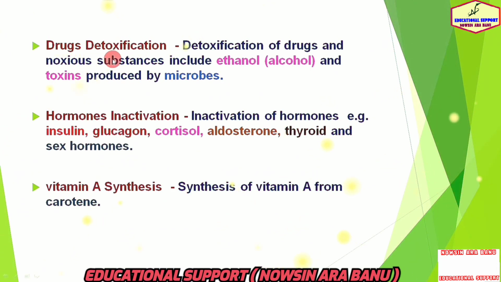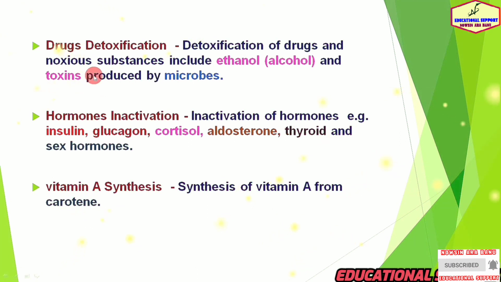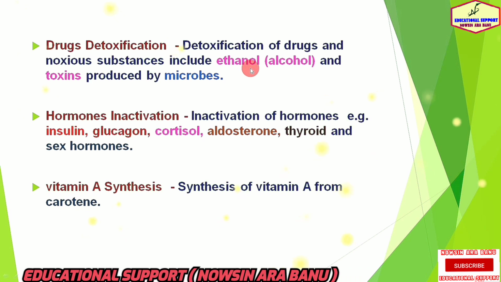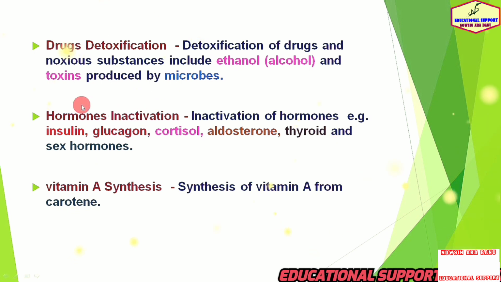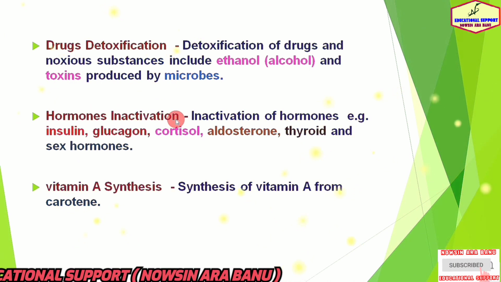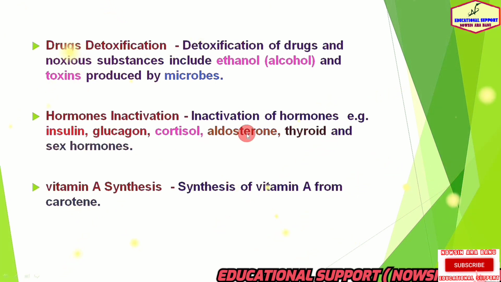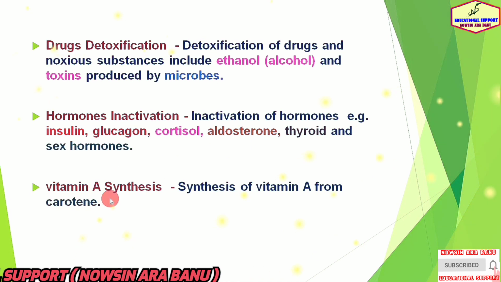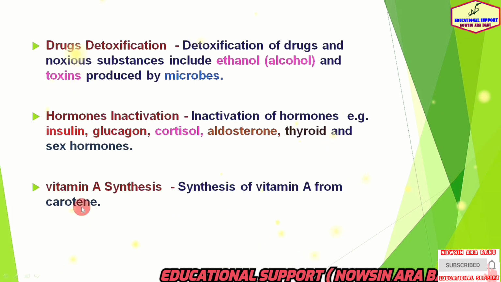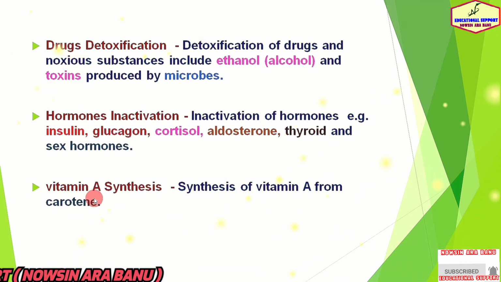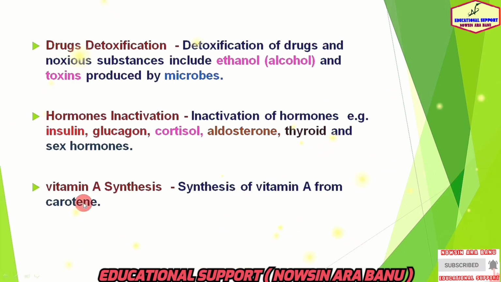Drug detoxification. The liver detoxifies drugs and noxious substances, including ethanol, that is alcohol, and toxins produced by microbes. Next is hormone inactivation: inactivation of hormones like insulin, glucagon, cortisol, aldosterone, etc. Vitamin A synthesis: synthesis of vitamin A from carotene. So what is carotene? Carotene is the provitamin found in the same plants, for example carrots and green leaves of vegetables.